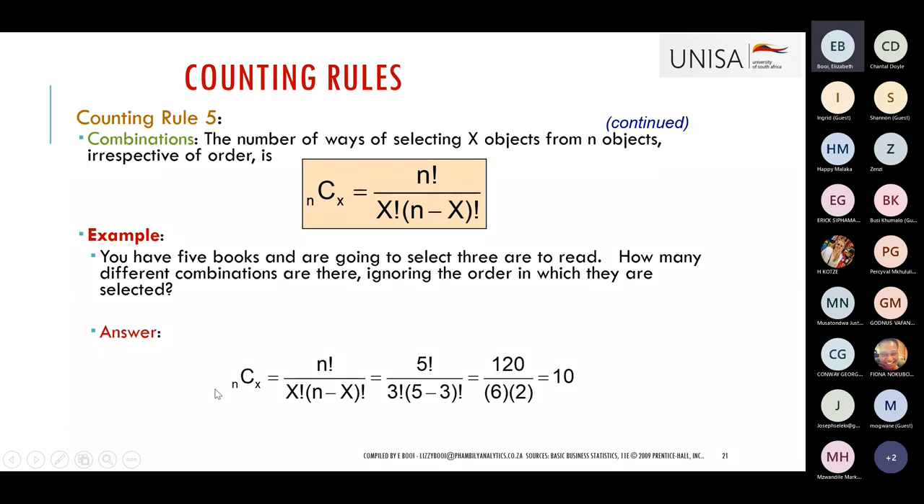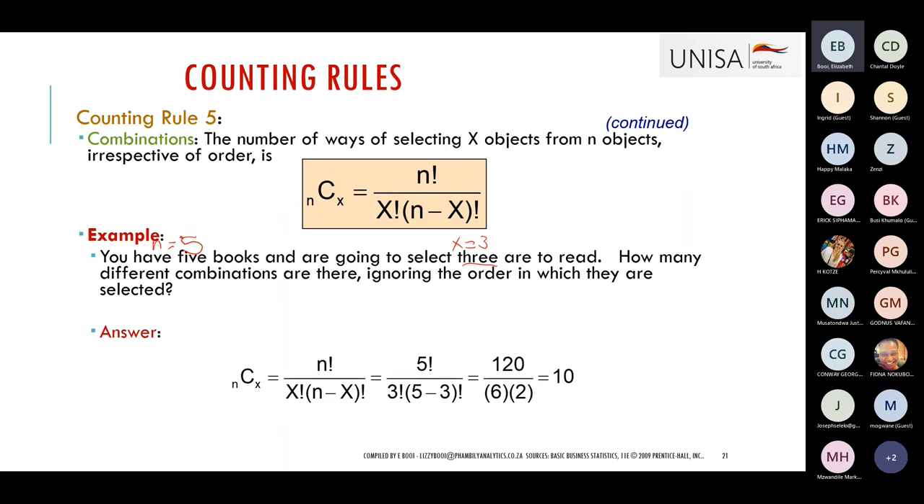Combination, same as permutation, without order. You have 5 books and are going to select 3 to read, how many different combinations are you going to read those books, ignoring the order in which they are being selected? So now order is not important. We use combination. Also similar, the bigger number is your N. So 5 is your N and X is your 3. And you just substitute into the formula: 5 factorial over 3 factorial times 5 minus 3 factorial. And that will give you 10.